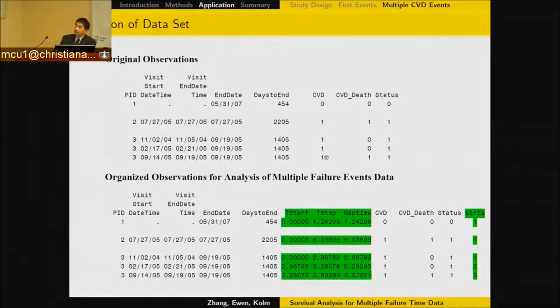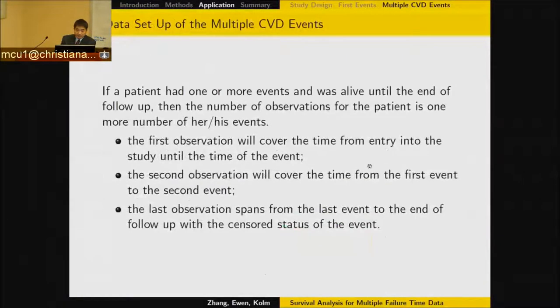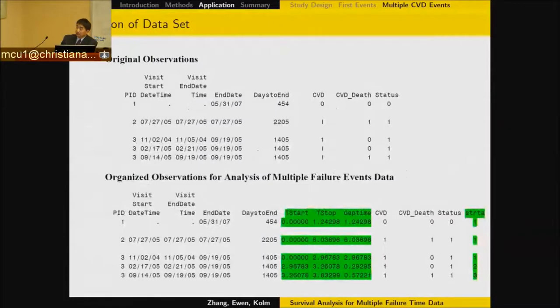But the last event wouldn't necessarily have to be death? No. For example, if we have three events, but the last one is not death, and then after this one we observe one more month, we will have another observation, which will be the fourth row, but the status to indicate the event will be zero, which means censored.